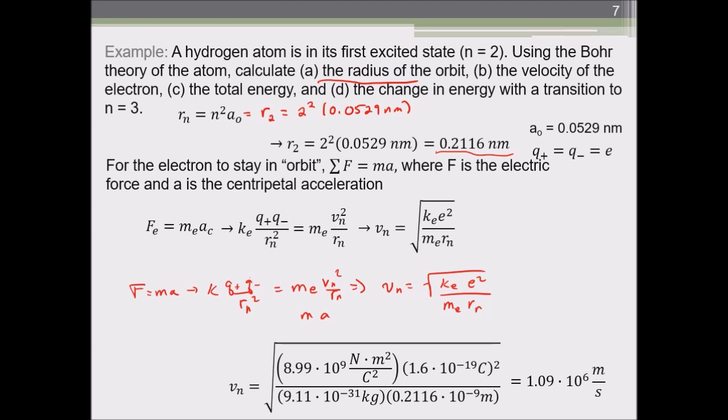Ke again was the 8.99 times 10 to the 9th. I'm sure you remember from the very beginning of the semester. Here I have the mass of my electron, the charge of my electron, and the radius. So I get that these electrons must be traveling at 1.9 times 10 to the 6 meters per second, which is perfectly allowed, because it's much, much slower than the speed of light at 3 times 10 to the 8th meters per second. So not even all that close to the speed of light.